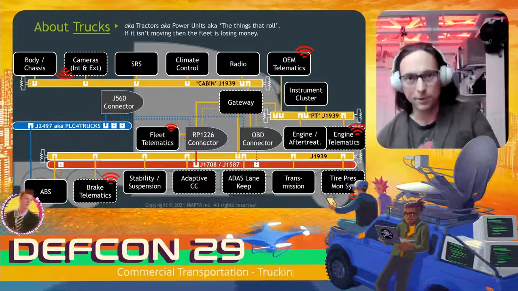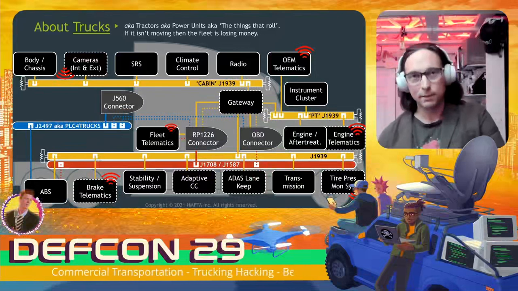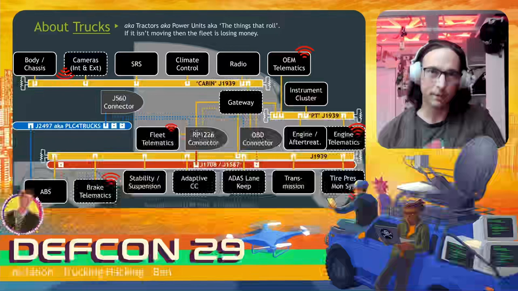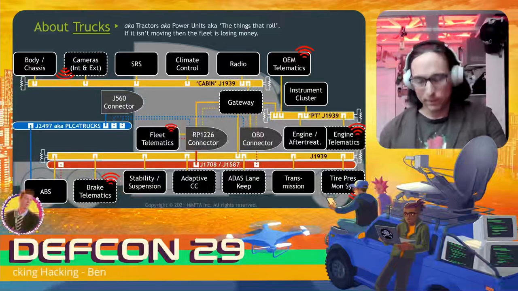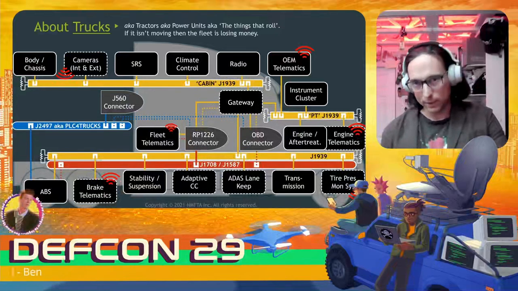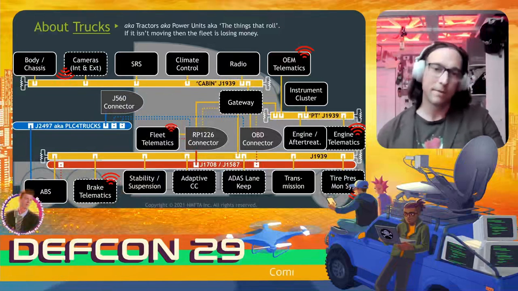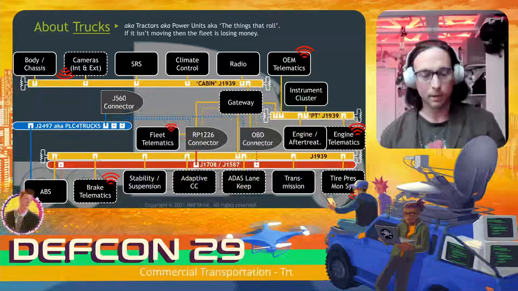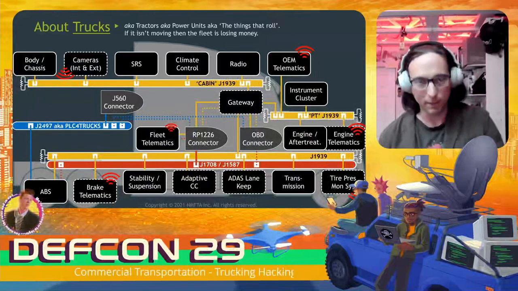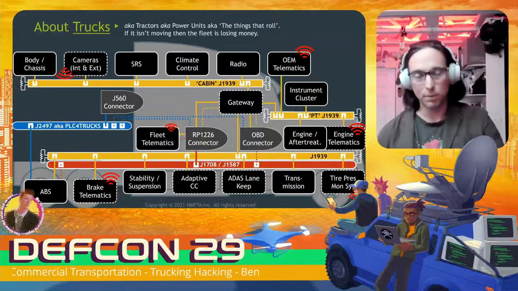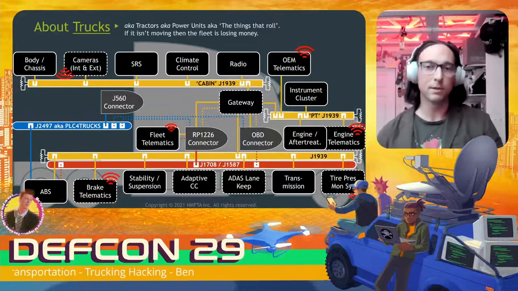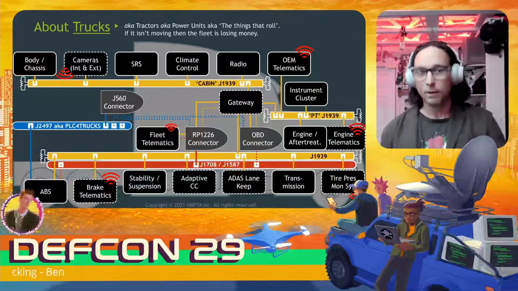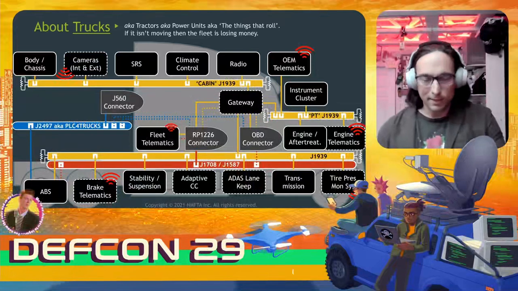And take note of the connectors here. The J560 connector is what's used to make the umbilical connection between the tractor and the trailer. That OBD connector is the regulated onboard diagnostics connector found in all trucks. And then the RP1226 is a newer connector, but was put there because permanently connecting devices such as telematics or other aftermarket is not recommended for the OBD connector. So the OEMs placed that there to give fleets a place to put their permanently or semi-permanently installed equipment.